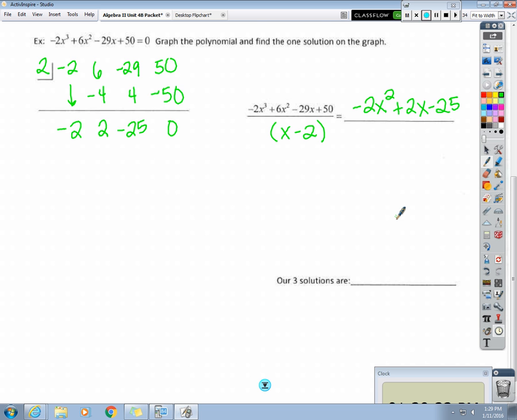Right, remainder 0. Okay, so when I set that equal to 0, to solve it, we can't factor it, so what do we have to do? Quadratic formula. So what's the A? What's the B? And what's the C? Okay, so the formula will be what? Tell me what to write.